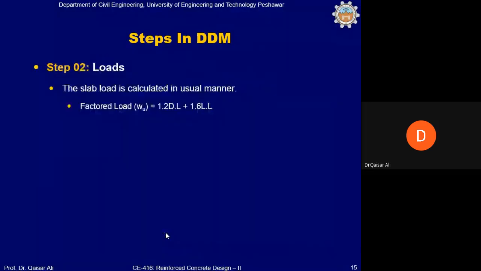The load can be calculated from this equation, 1.2 DL plus 1.6 live load. Dead load can be calculated from the superimposed dead load and the self weight of the structure. Live load can be taken from the ACI. Then ultimate load can be calculated using this equation.